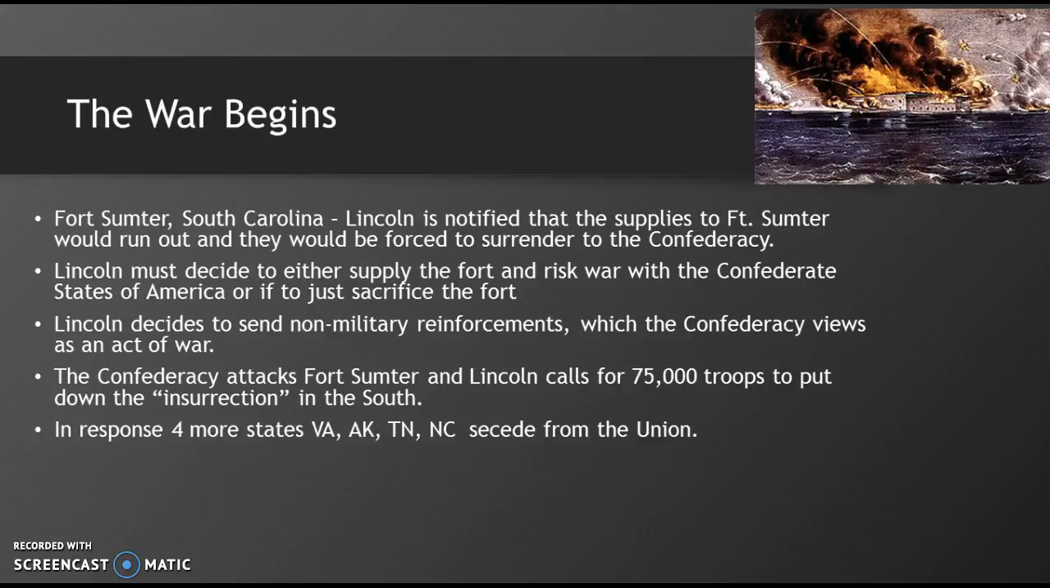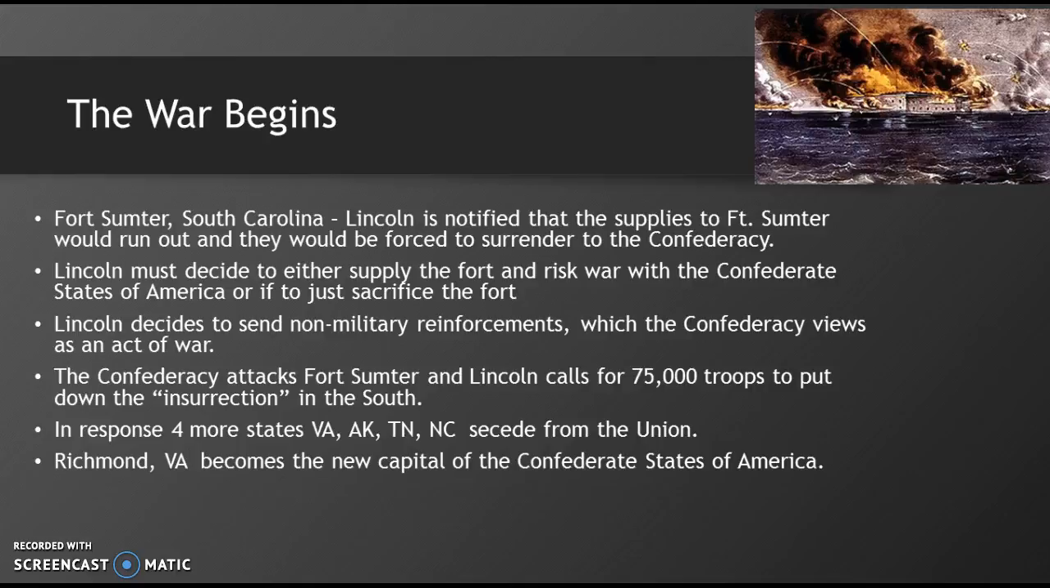Because of this, 4 more states that had not yet seceded and joined the South now secede, and the South gets even stronger and gains even more states. Virginia, Arkansas, Tennessee, and North Carolina had not seceded before Fort Sumter. After Fort Sumter, they join the Confederacy. Once these 4 new states are in the Confederacy, they establish Richmond, Virginia as the capital city of the Confederate States of America. So Washington, D.C., is still the capital of the USA, and Richmond, Virginia becomes the capital of the CSA.